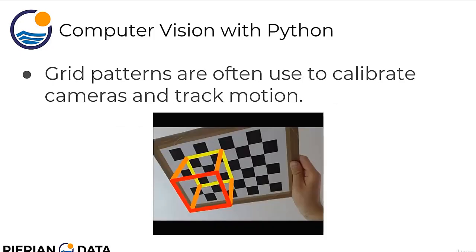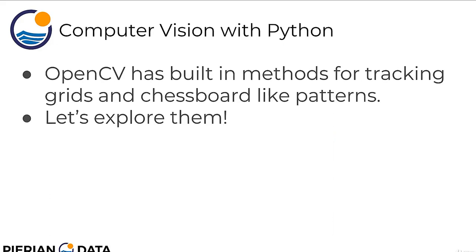So often what you'll see happen is if you're trying to track maybe a car using some sort of CV application and you're just training the actual application to work, then you'll put a grid-like pattern on the car so you can keep track of the angle of the car as you go along. So here we can see an example of grid tracking where there's a cube mounted virtually onto this grid that is in real life. As the grid moves, that cube will then be tracked. So grid patterns are often used to calibrate cameras and track motion. OpenCV has built-in methods for tracking grids and chessboard-like patterns. Let's go ahead and just quickly explore them with the chessboard images that we've already seen.